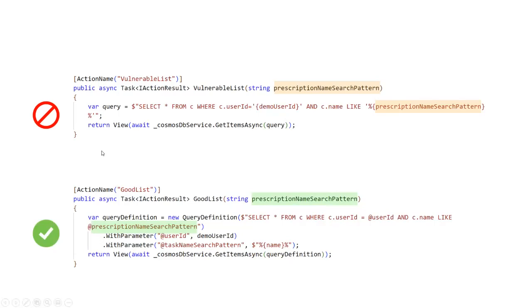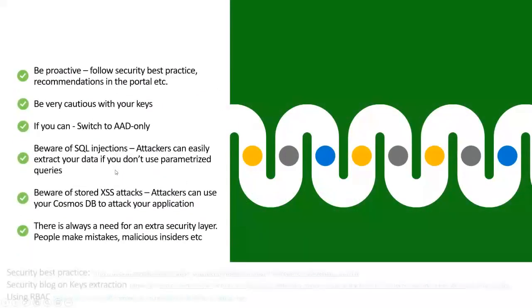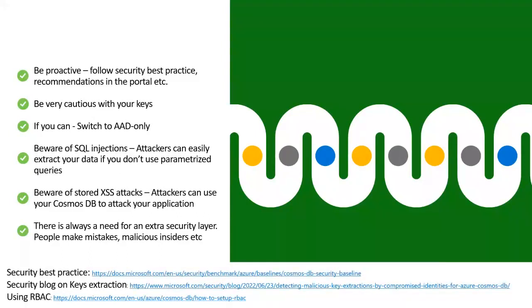And that's it. I want to finish with some general recommendations, because overall our goal is to not only send alerts, but also to raise your awareness and encourage better security practices when using CosmosDB. So number one, be proactive, follow security best practices, recommendations in the portal, etc. Be very cautious if you use keys, and if you can, really switch to RBAC and disable keys altogether. Remember that it's possible to run SQL injection just like we saw, so make sure that you always use parameterized queries when you handle user input.